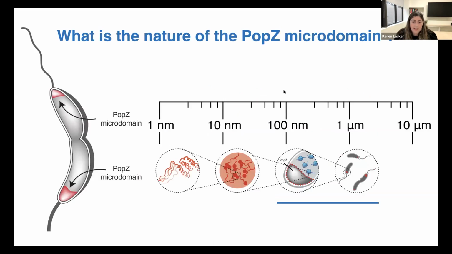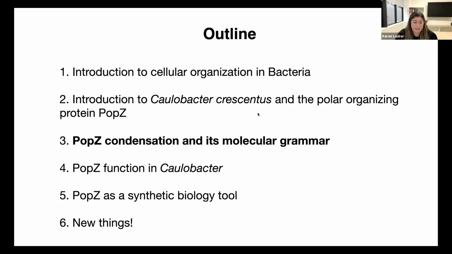Okay, so going back to our scale diagram that I've shown you before, so far I've told you about PopZ localization in the cell and its ability to selectively recruit proteins. Now we're going to think about PopZ as a biomolecular condensate and about the molecular features that are driving its properties. So we're heading now to the third section of the talk.